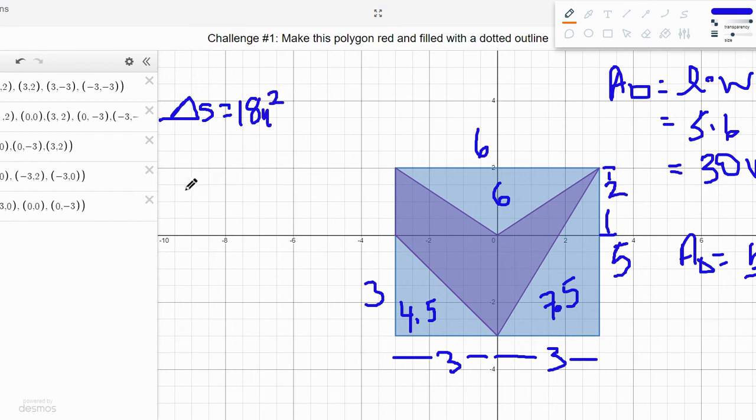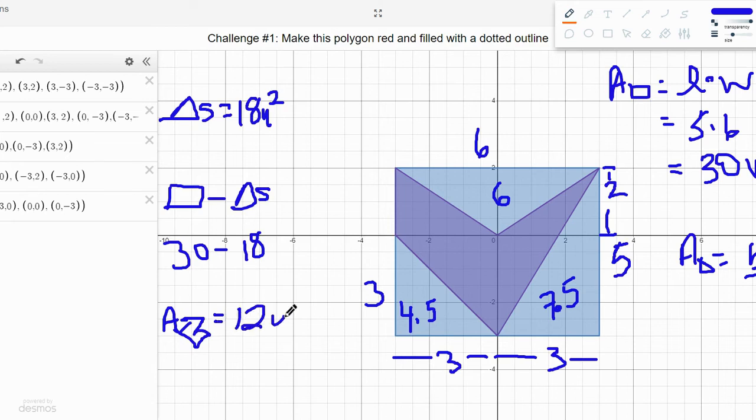So I know that if I take my rectangle and I subtract out the triangles, I'm going to say triangles, plural, I know that I would have 30 minus 18, which means that the area of our crazy figure equals 12 units squared. There you go. There's one way to do that.